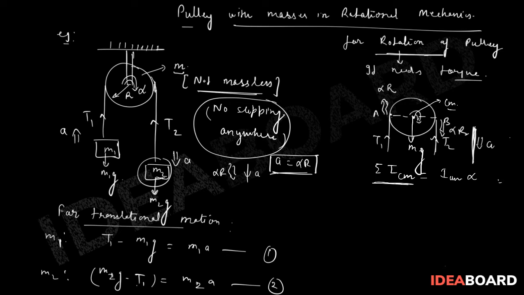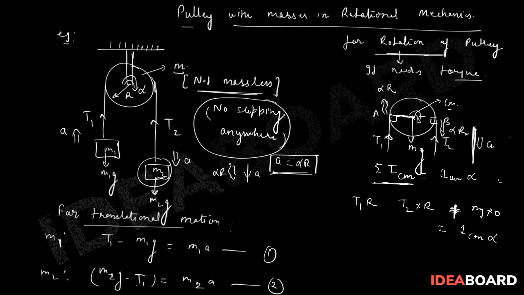Now torque about the center of mass, so obviously T1. The torque of T1 will be T1 into R, as this is the perpendicular distance. Then for T2 it will be T2 into R. And of course for mg it will be 0, right? For mg the torque has to be 0 because it is passing through the center of mass, and the net torque would be I_CM into alpha.